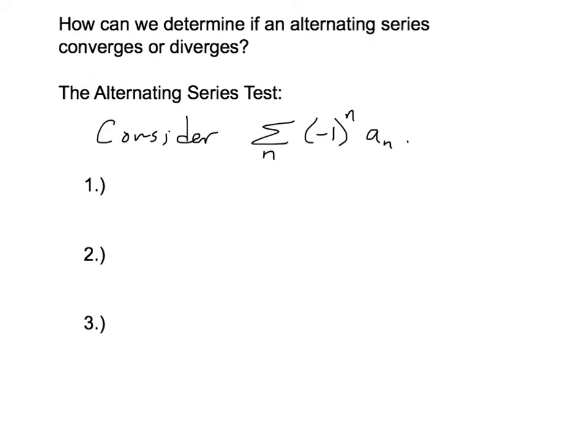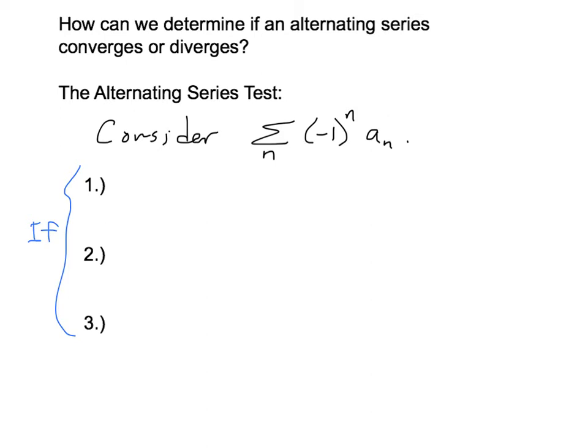Now, suppose we've got an alternating series, and we want to figure out how we can determine whether it converges or diverges. There are basically 3 things that are required for the alternating series test. If these 3 things are true, then we'll be able to say the alternating series converges.